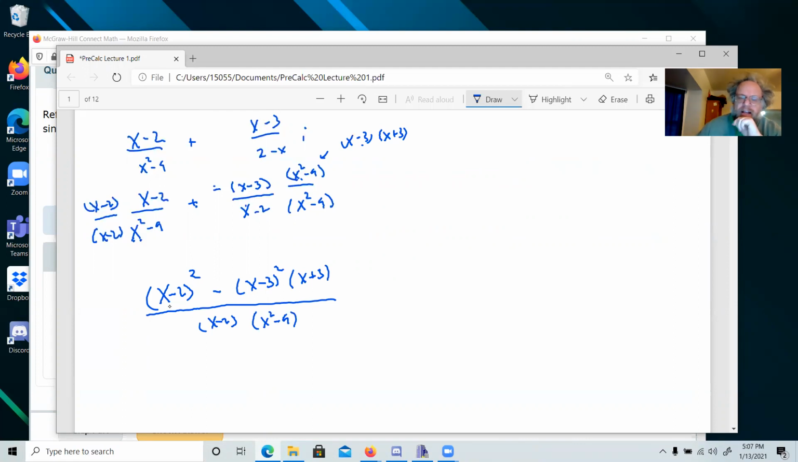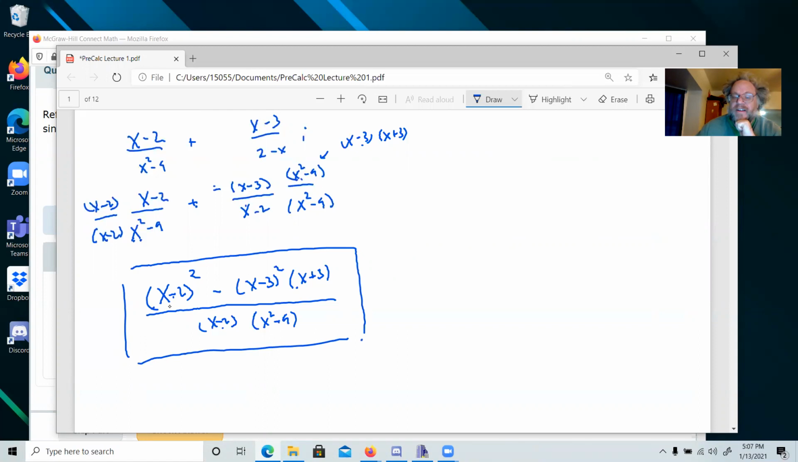If you're thinking you could cancel some stuff, no. This x minus 2 has got to be in both terms in order for you to cancel this. This x squared minus 9 has got to be something in both terms up here in order for you to cancel it. And it isn't. You're stuck with that. It is a delightful looking problem, isn't it?